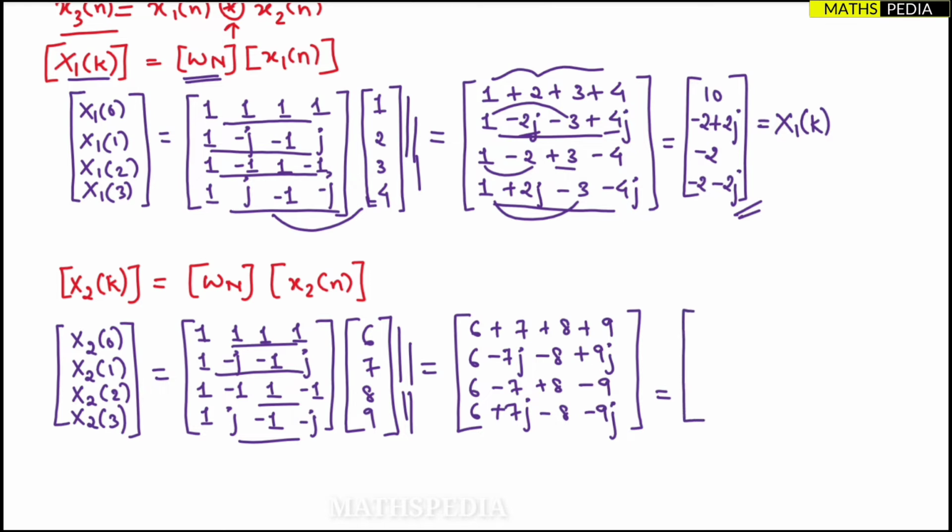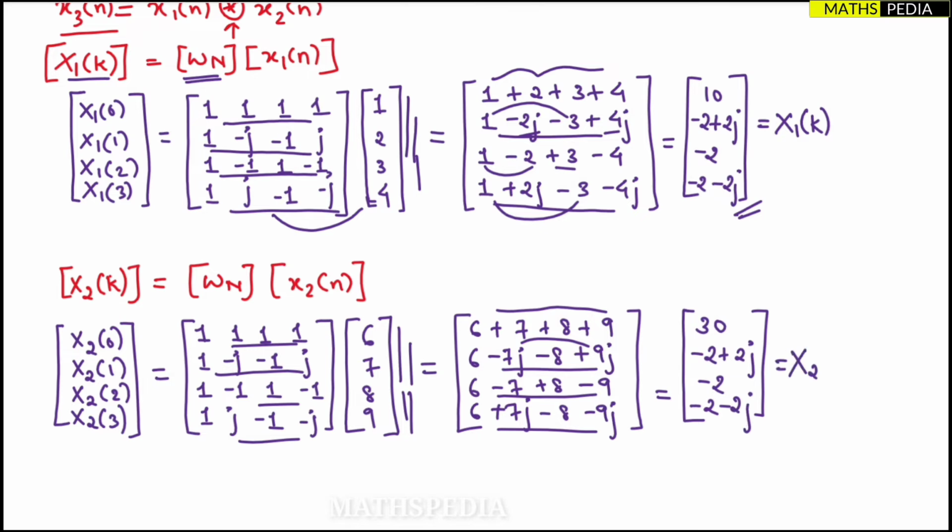So what we will be getting: 6 plus 7 plus 8 plus 9, add all this, you will be getting 30. The second row, 6 minus 8 is minus 2, and minus 7j plus 9j will be plus 2j. Next, the third row, 6 minus 7 plus 8 minus 9, it will be minus 2. The fourth row, 6 minus 8 will be minus 2, 7j minus 9j will be minus 2j. So this is what we got for x2 of k.